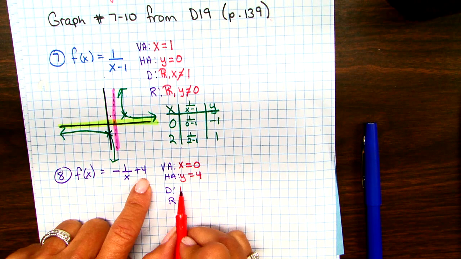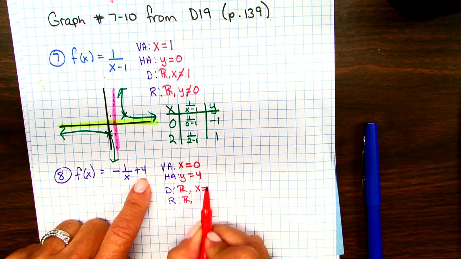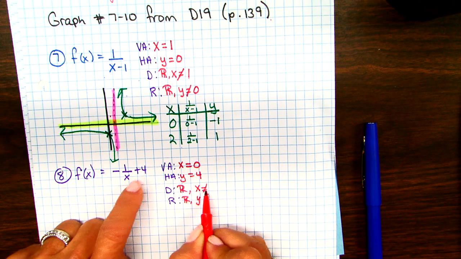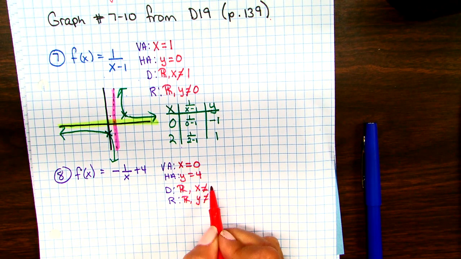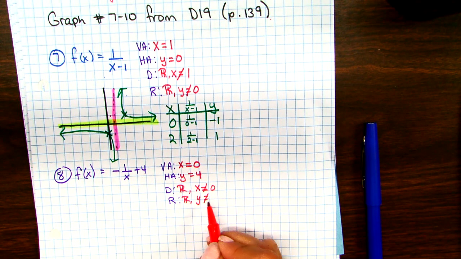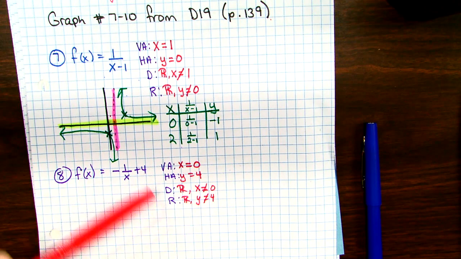Then your domain and your range are all real numbers, right, except for whatever your asymptotes are. So for the domain, x can't be 0. For the range, y can't be 4. The numbers match up.